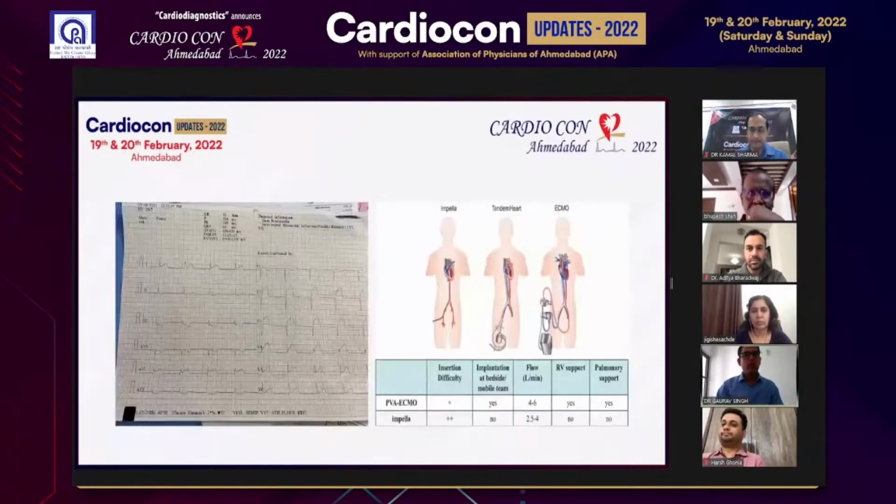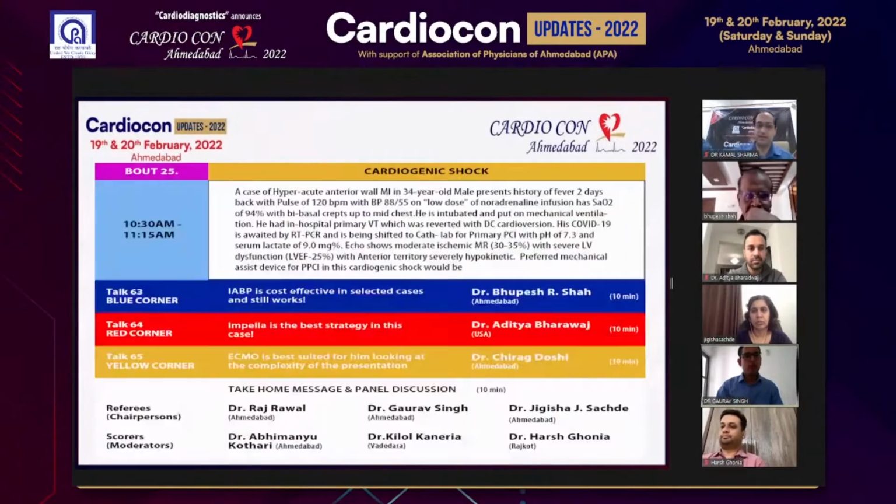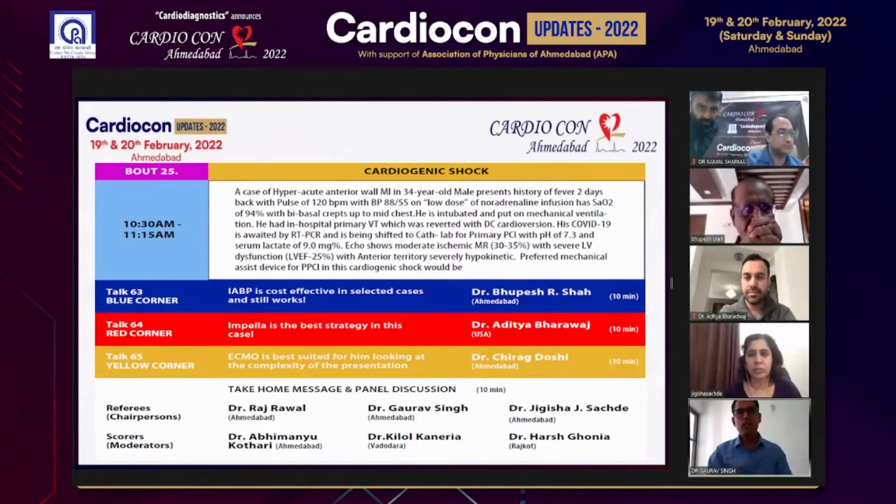So we are dealing with a case of hyperacute MI, a young male with a history of fever since 2 days, with tachycardia, with hypotension on a low dose inotrope, and a saturation of 94%. He also had an episode of VT which was successfully DC-cardioverted. His RT-PCR is awaited, and on echo he has a moderate MR, and ABG is showing acidosis with lactate of 4. So what would be the preferred mechanical assist device for primary PCI in this patient?